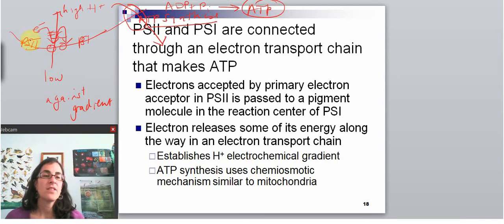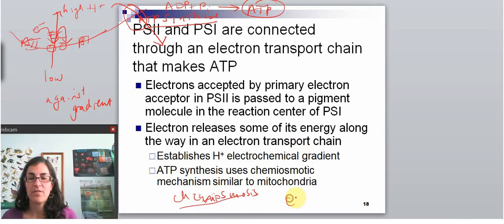So again, the electrons that come out of PS2 that were excited and then taken away from chlorophyll get passed into the electron transport chain. As the electrons move down that electron transport chain, hydrogen ions are pumped against the gradient from low concentration to high concentration with the energy that was in the electron. That gradient is then used by ATP synthase, also in the thylakoid, to produce ATP. So this is the same exact mechanism of ATP production called chemiosmosis that we saw in cellular respiration.